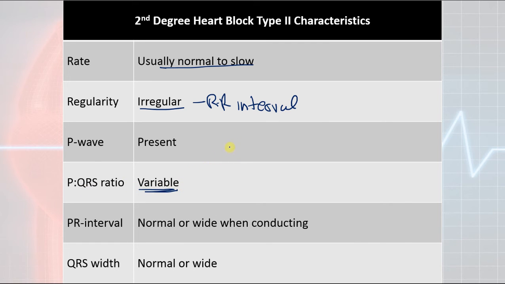If you remember, the type 1 was a number to a number minus 1. In this one, it's not like that at all. It could be a variable. There's no pattern. So the PR interval could be normal or it could be wide. The QRS could be normal or wide as well.